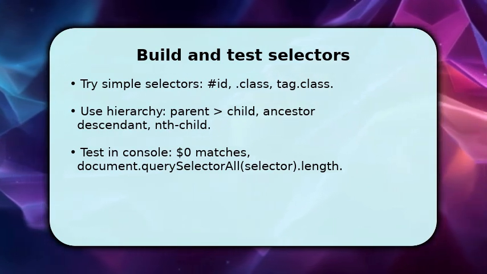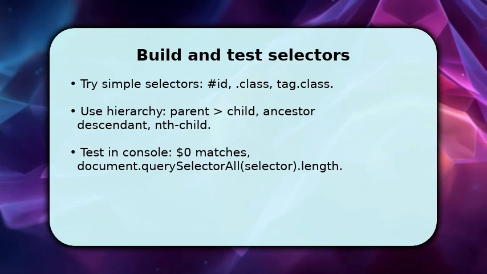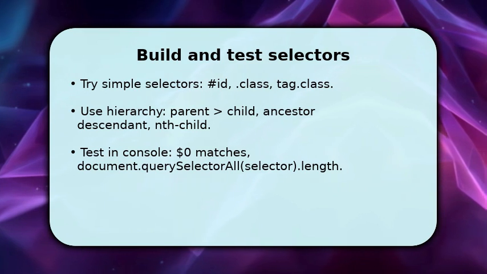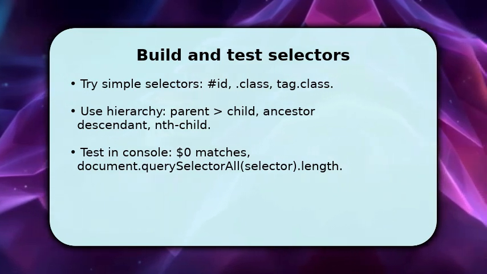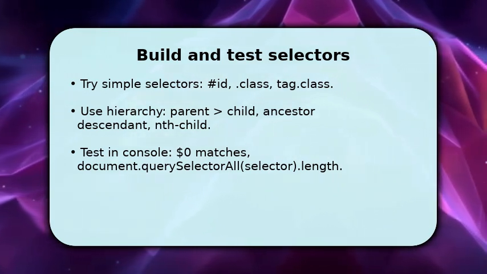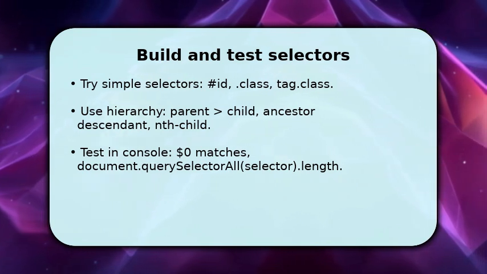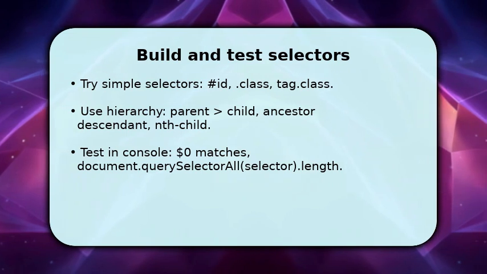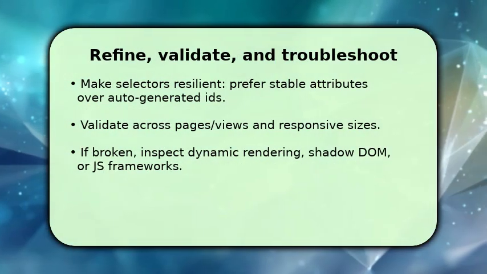Test each candidate in the console with document.querySelector and document.querySelectorAll to see matches. If you need text content, finish by refining the selector for robustness. Choose stable attributes like data-asterisk, avoid auto-generated IDs, and limit reliance on visual-only classes.